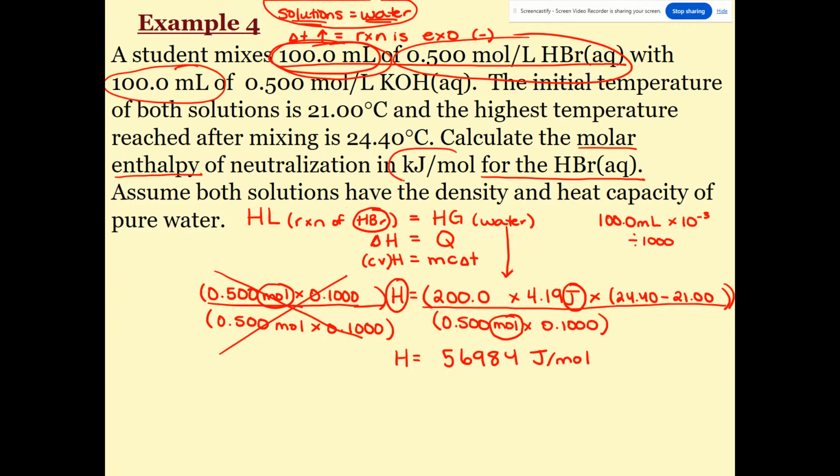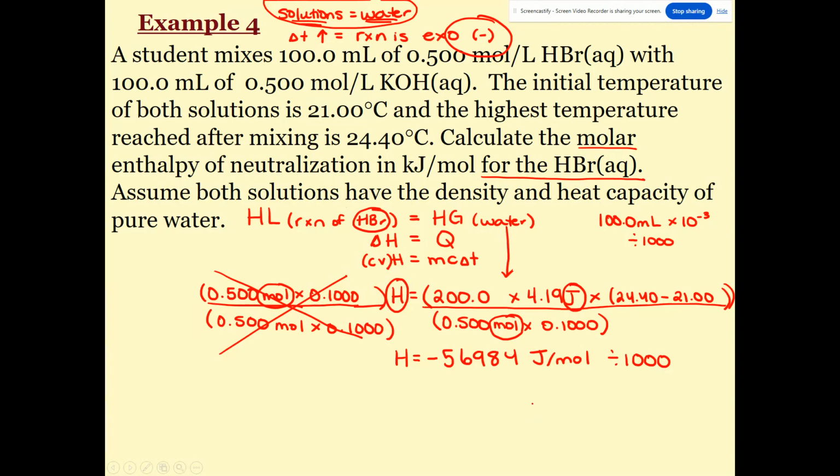It's asking again for kilojoules per mole, so I'm going to divide by 10 to the power of 3, or 1,000. And then, remember, if I go back up to the very top, this reaction was exothermic, so I need a negative in front of my answer. Okay, so when I divide that by 1,000 and put the negative, how many sig digs can we have? Looking back up at the question, my volumes have 4, but look at the concentrations. Leading zeros don't count. So there's only 3 sig digs in the concentrations.